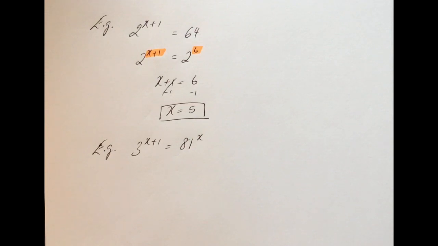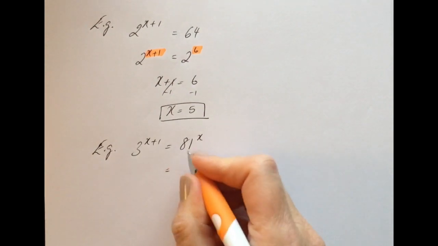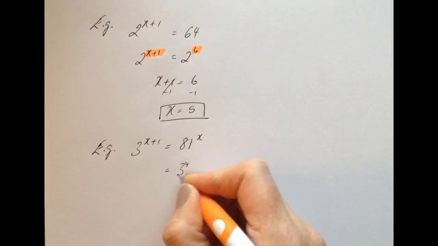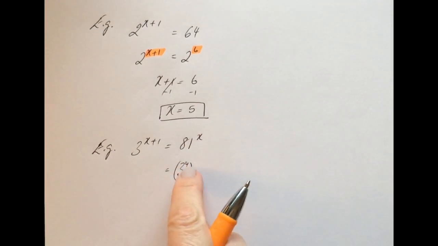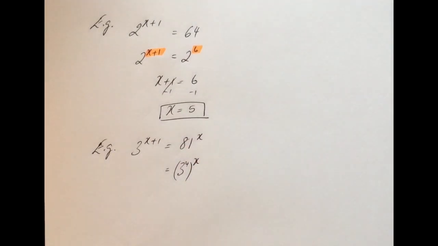And again, check it out in your calculator. Do 3 to the power of 2, 3 to the power of 3, 3 to the power of 4. Keep checking to see if you can make 81 as a power of 3. And as I said, you can. 81 can be written as 3 to the power of 4. So instead of 81 to the power of x, we're going to write 3 to the power of 4 to the power of x. Okay, so that's it on the right-hand side.